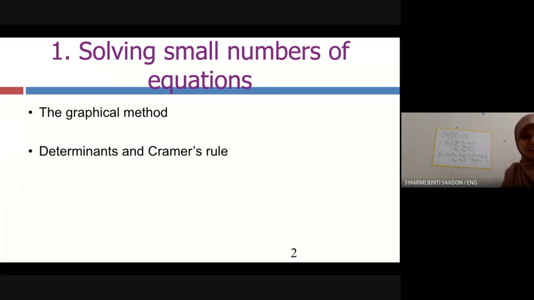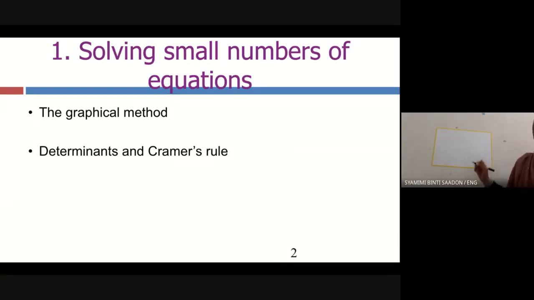Okay, and then by using Cramer's rule, how do we solve this linear algebraic equation? I expect this is just theory, so we will see an example of 3 linear equations.